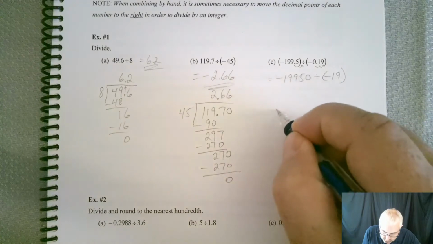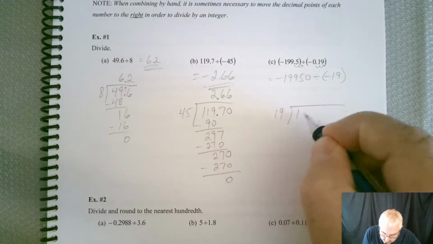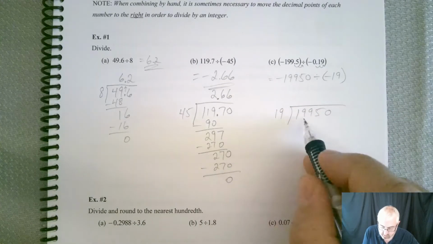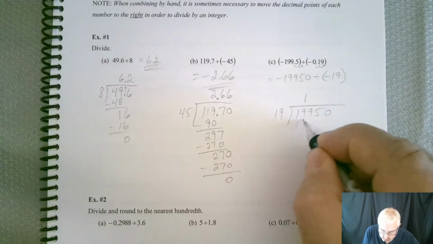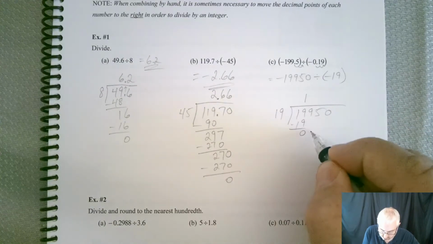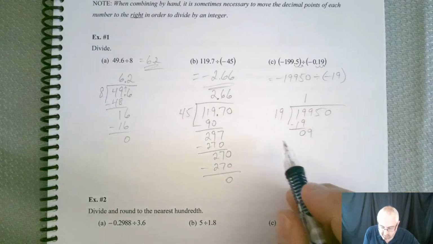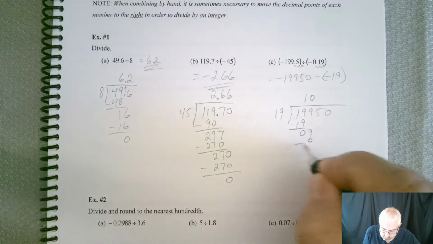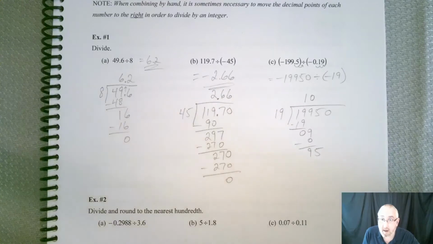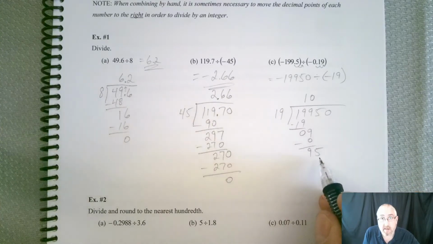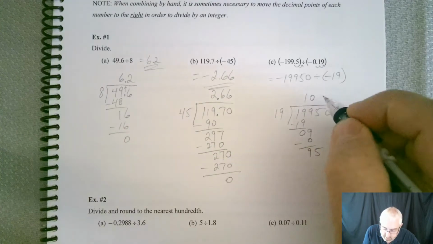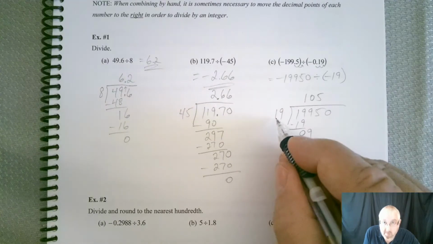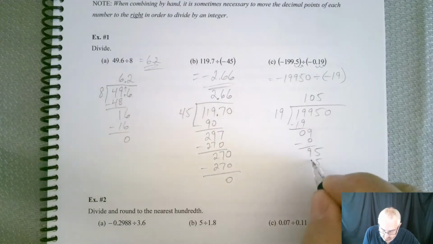So let's put our 19 on the outside, 19950 on the inside, and let's start dividing. So 19 goes into 19 once. So we'll bring down the 9. Well, 19 can't go into 9 at all, so it goes in 0 times. So 0, subtract 9, bring down the 5. 19 goes into 95. I think it goes in 5 times, right? 5 times 9 is 45, carry a 4. 5 times 1 is 5, plus 4 is 9. So we're good.